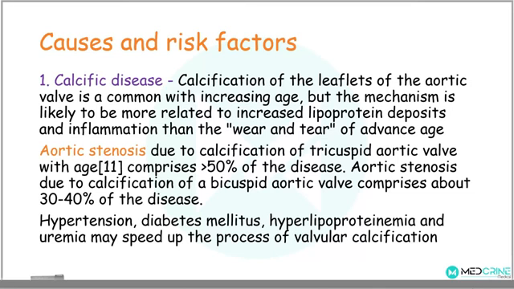Aortic stenosis due to calcification of a bicuspid aortic valve comprises about 30 to 40% of the total aortic stenotic diseases. When you look at the aortic stenosis that occurs due to calcification of a tricuspid valve, its prevalence is more than 50% of the diseases. So hypertension, diabetes mellitus, hyperlipoproteinemia, and uremia may speed up this process of valvular calcification.